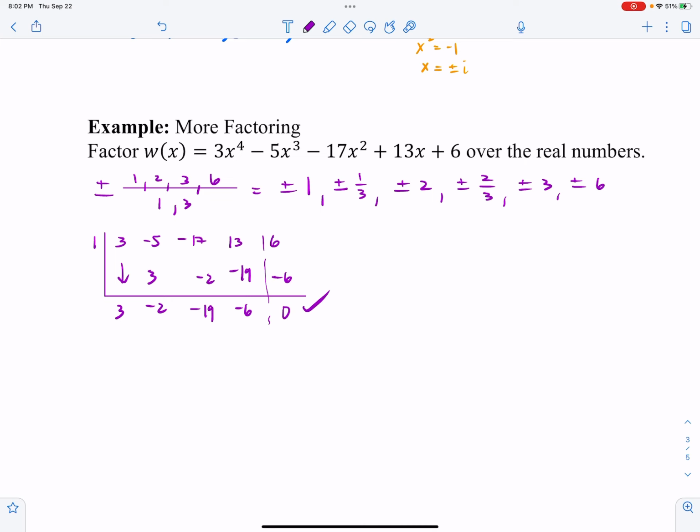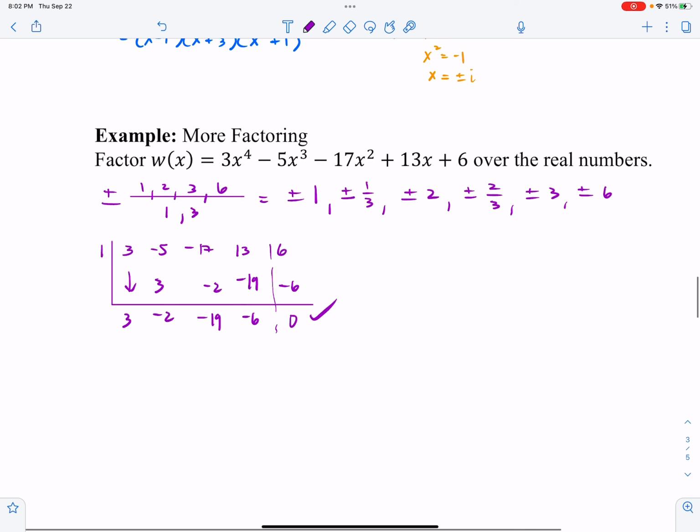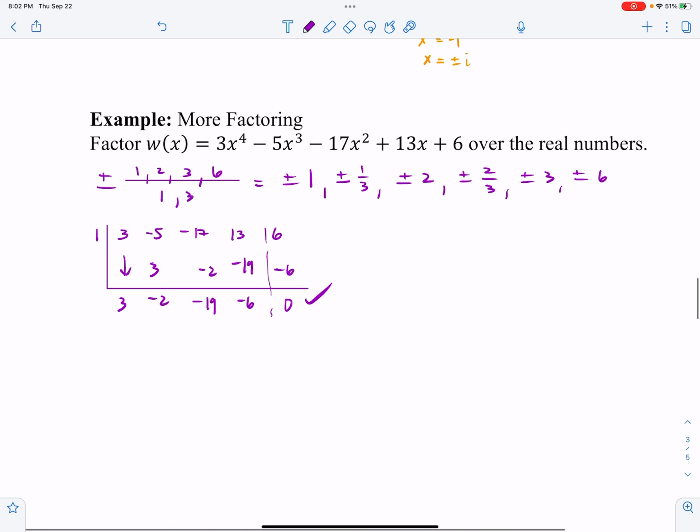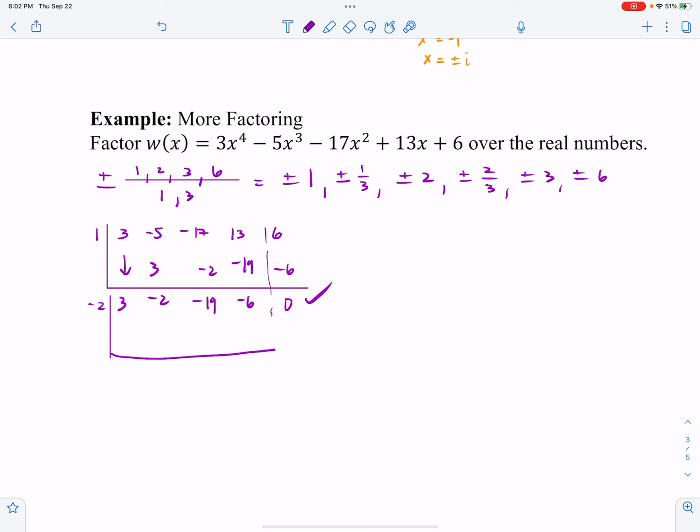Okay. So you could try testing 1 again. I don't want to. I want to try -2. Okay, bringing the 3 down. So that would be -6. That would be 16. And then +6. What do you know?